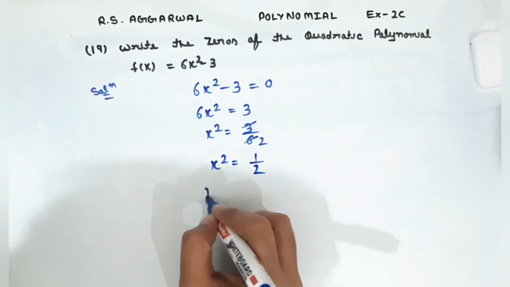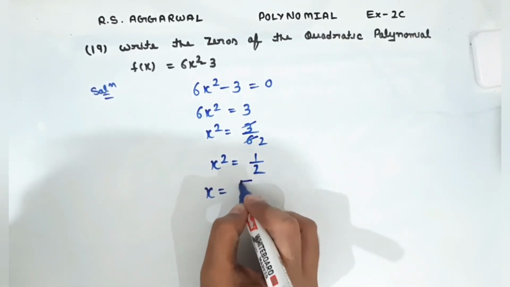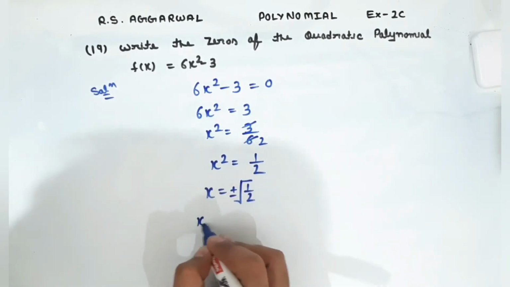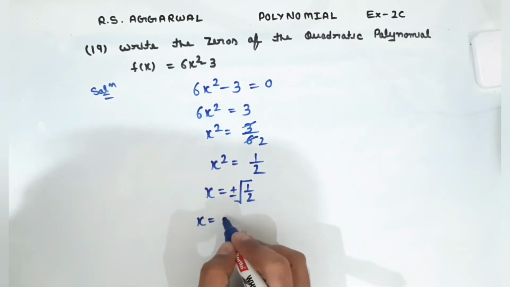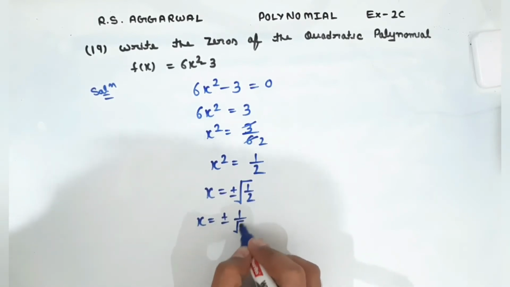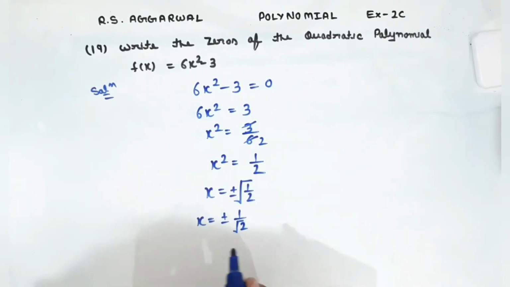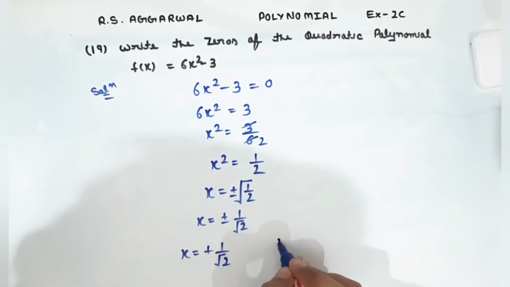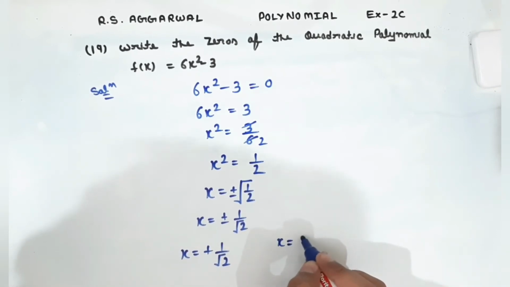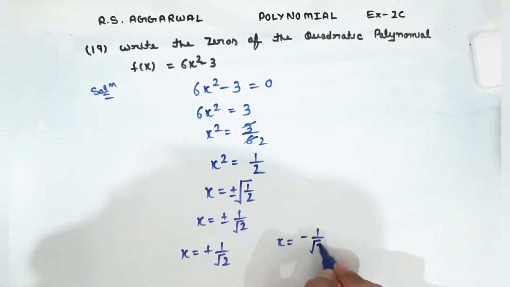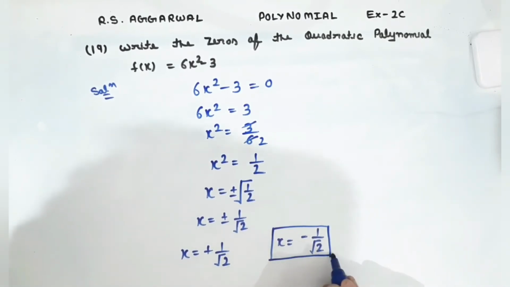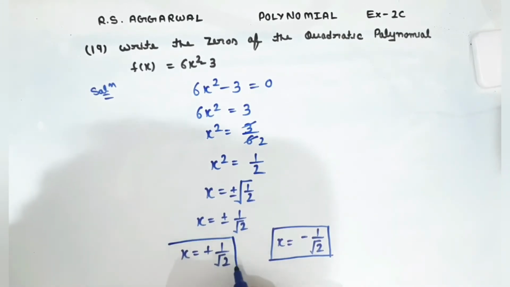From here x will be equal to plus minus under root 1 upon 2. So from here x will be plus minus 1 upon root 2. So the two zeros will be x equals plus 1 upon root 2 and the second zero will be minus 1 upon root 2. These are our two zeros of the given polynomial f(x).